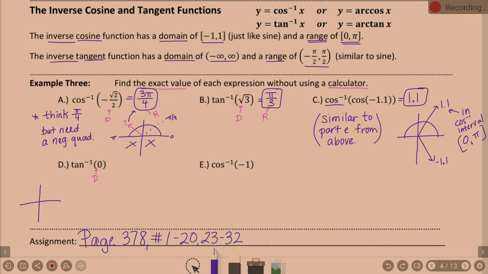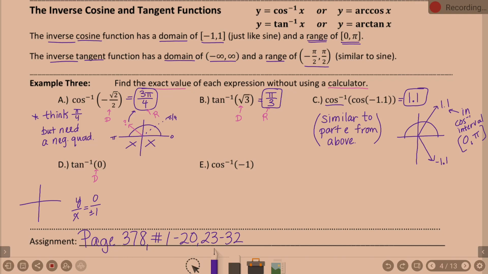Tangent, if you recall, is y over x. When is a fraction 0? When 0 is on top, right? So when we talk about y being 0, x could be anything. I'm going to say plus or minus 1. It could be positive 1, it could be negative 1. At what angles is that happening? At 90 and 270, or pi over 2, or negative pi over 2.